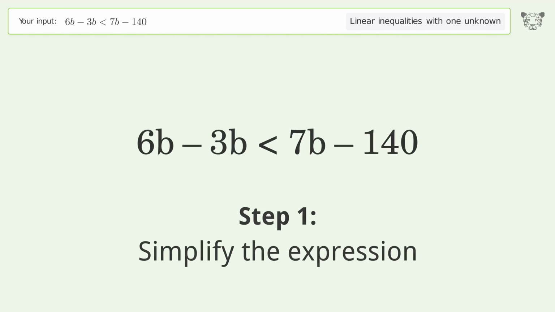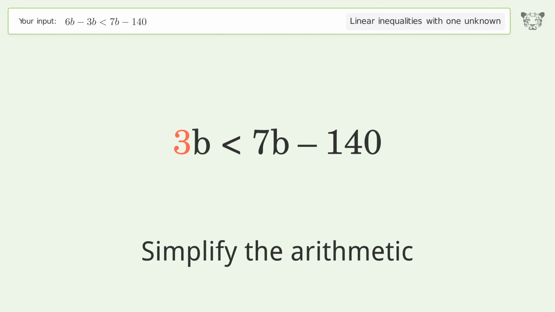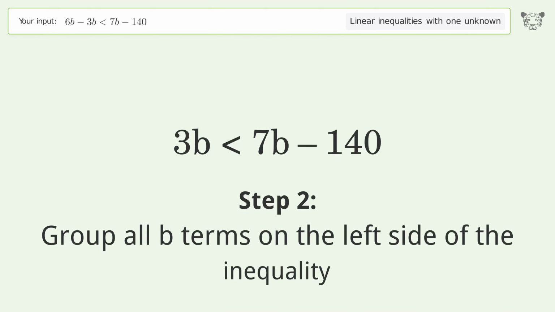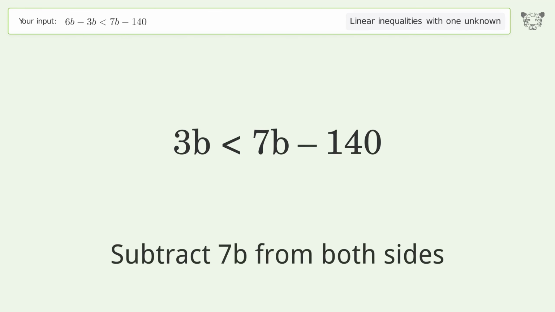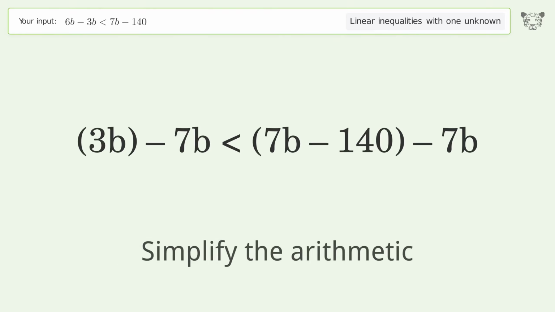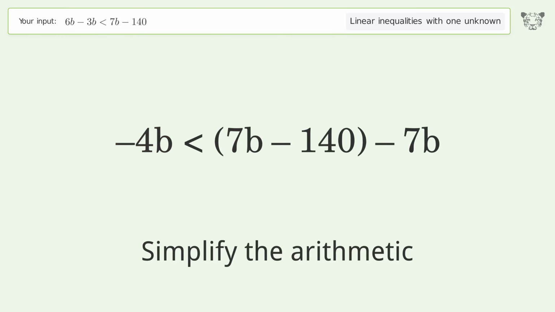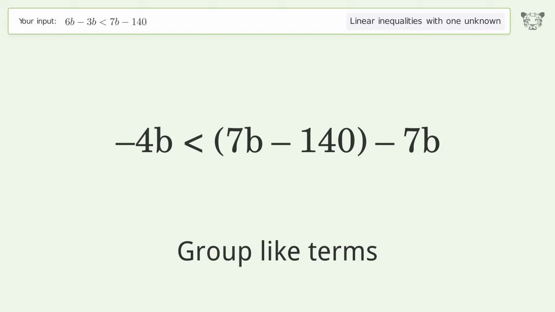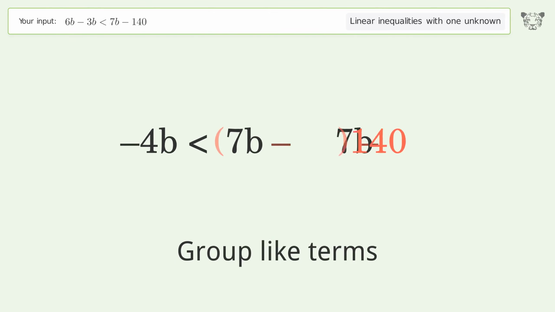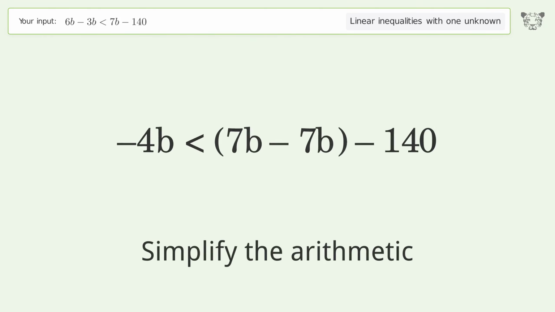Simplify the expression. Simplify the arithmetic. Group all b terms on the left side of the inequality. Subtract 7b from both sides. Simplify the arithmetic. Group like terms. Simplify the arithmetic.